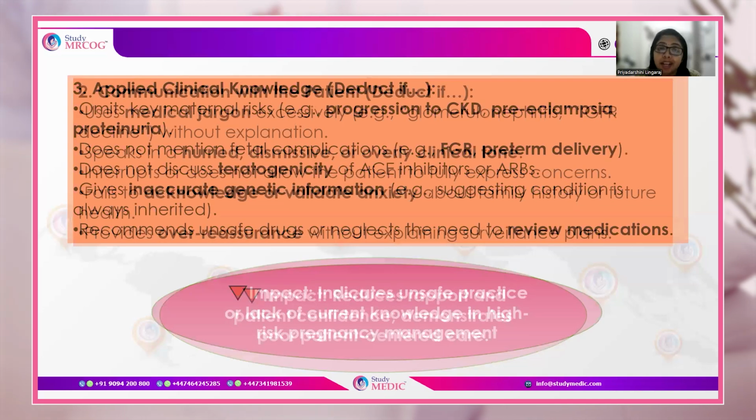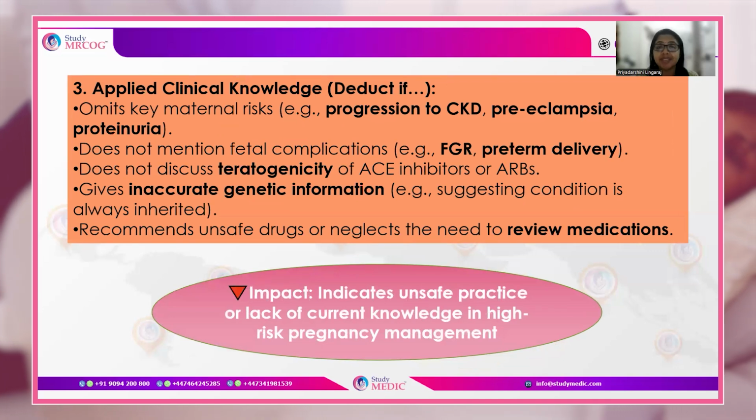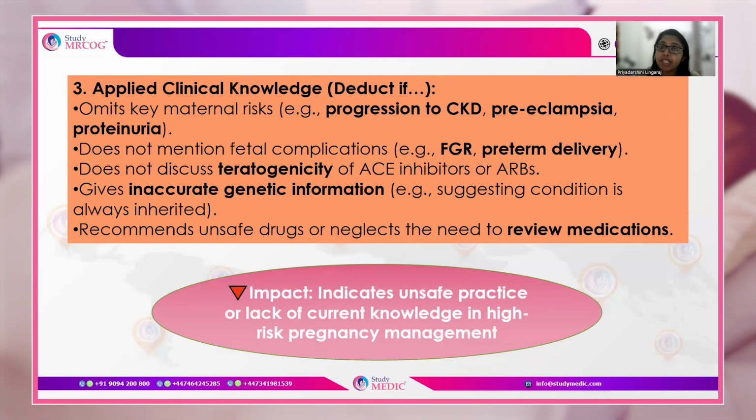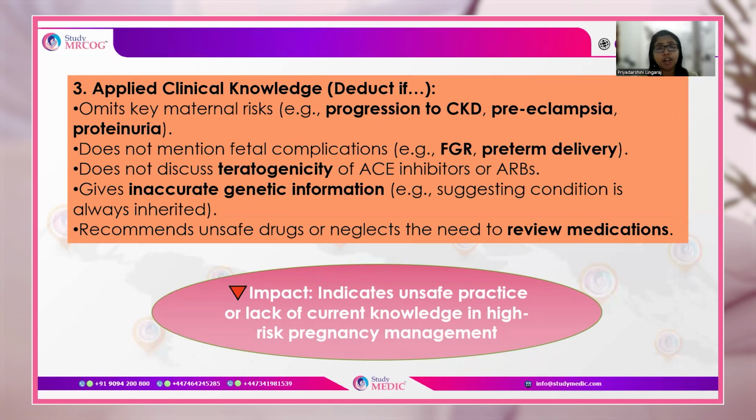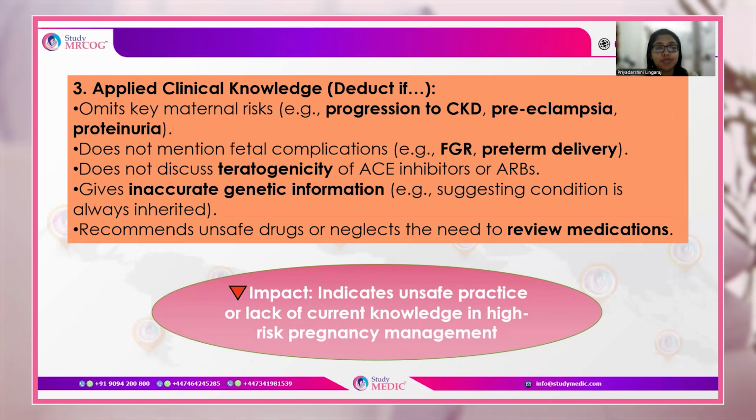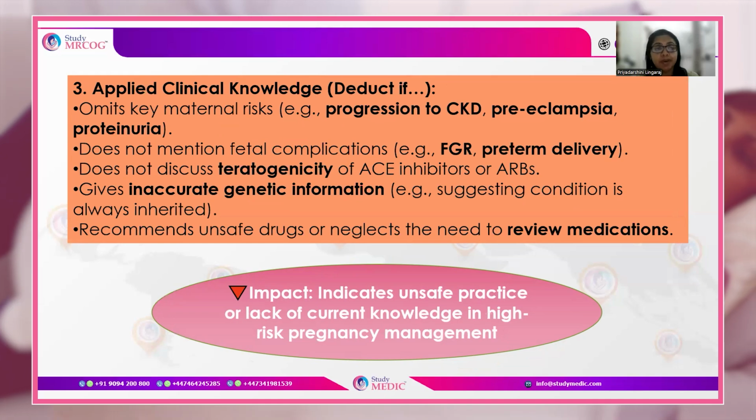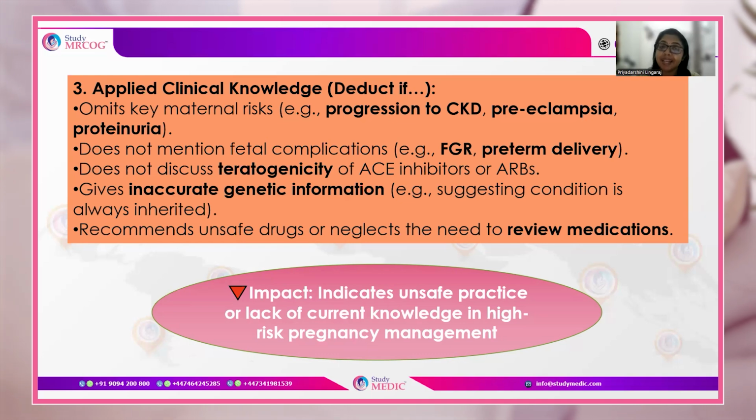Coming to applied clinical knowledge, you need to understand Alport syndrome, its progression, its risk factors, and all that. If you're not thorough with the applied clinical knowledge about Alport syndrome, now is the right time for you to go ahead and read about it. You need to talk about maternal risk factors, fetal risk factors, and the drugs that you use for Alport syndrome, especially antihypertensives, which need to be kept in mind. And when you're talking about genetic information, you need to give the correct information to the patient.